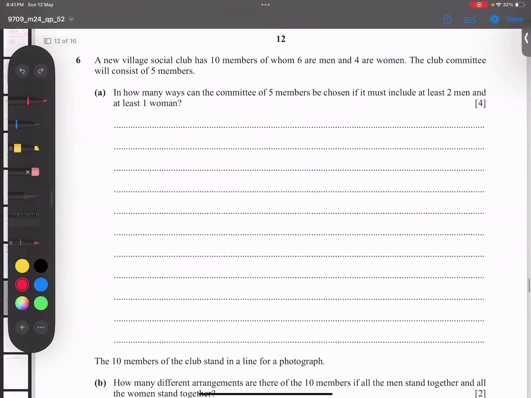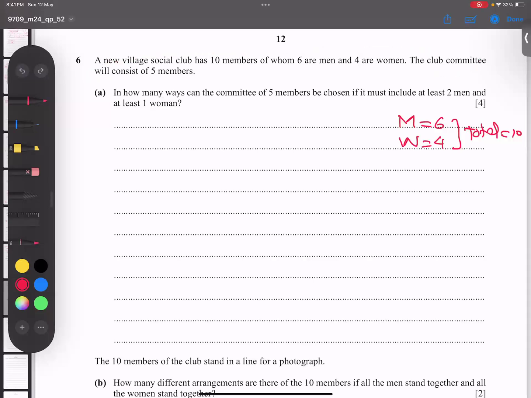Question number 6. We have a new village social club that has 10 members, okay, 6 men and 4 women. So the best idea, as I said before, is that you have to write it down. In this way, the chance of mistake reduces. So 6 men, just write M, and women are 4, and total are 10. And the club committee will consist of 5 members.